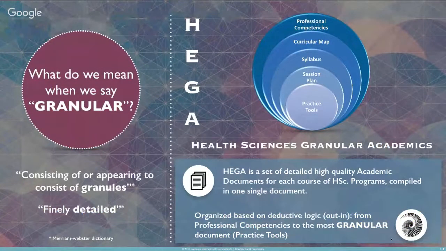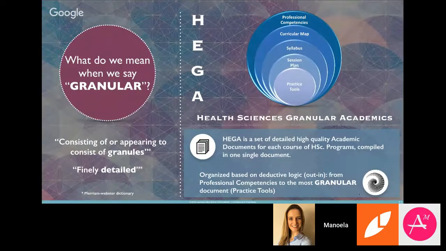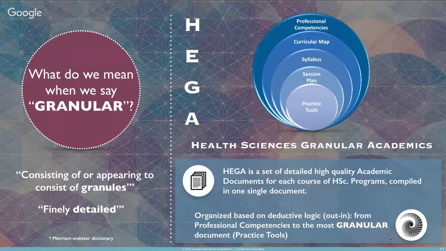But what do we mean when we say granular? We have here some good definitions of what granular means: consisting of or appearing to consist of granules, something that is finely detailed. Based on this concept, we created the HEGA project. HEGA means Health Science Granular Academics. This is a set of finely detailed, high quality and standardized documents for every single discipline of a course that gathers in one single document the professional competencies, curricular map, syllabus, session plans, and practice tools.